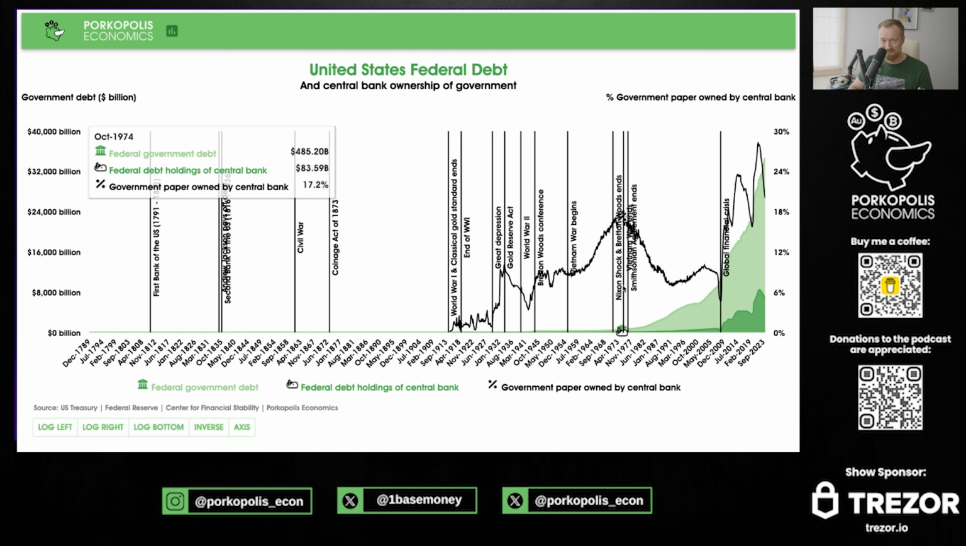All right, so notice this peak here, right during the end of the Vietnam War. As the Vietnam War concluded, it was the peak craziness of Federal Reserve printing to buy United States government bonds. 15%, all-time high, all right? During the then 60-year history of the Federal Reserve, that was an all-time high.